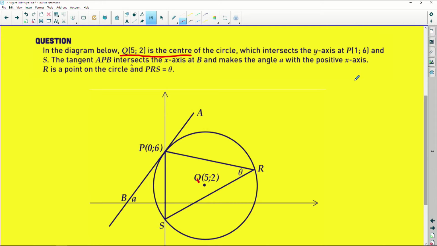And then the tangent ABP, which is this one here, intersects the x-axis at B and makes the angle alpha with the positive x-axis, which is this angle down there. And then also R is a point on the circle and PRS is equal to theta, which is this angle that I have down here.